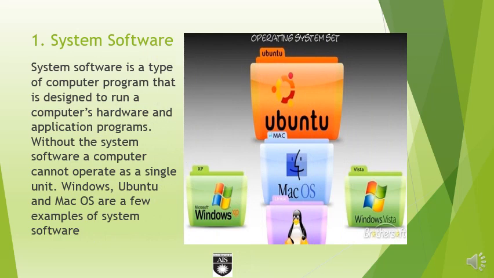Do you know what is system software? A system software is a type of computer program that is designed to run a computer's hardware and application program. Without the system software, a computer cannot operate as a single unit. Windows, Ubuntu, and Mac OS are a few examples of system software.